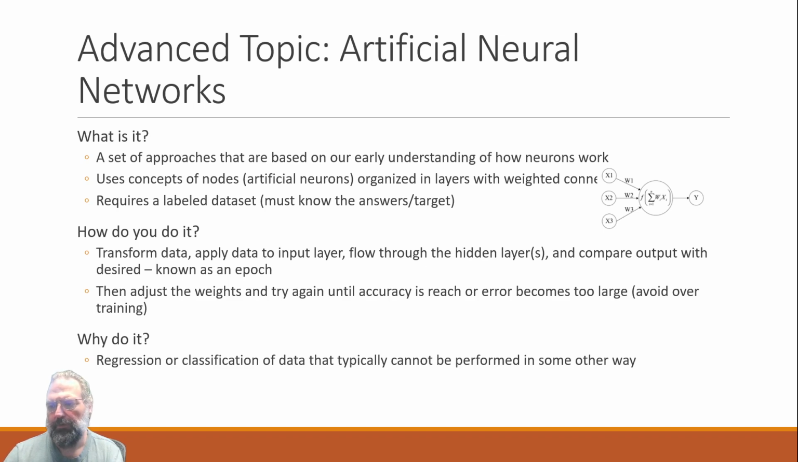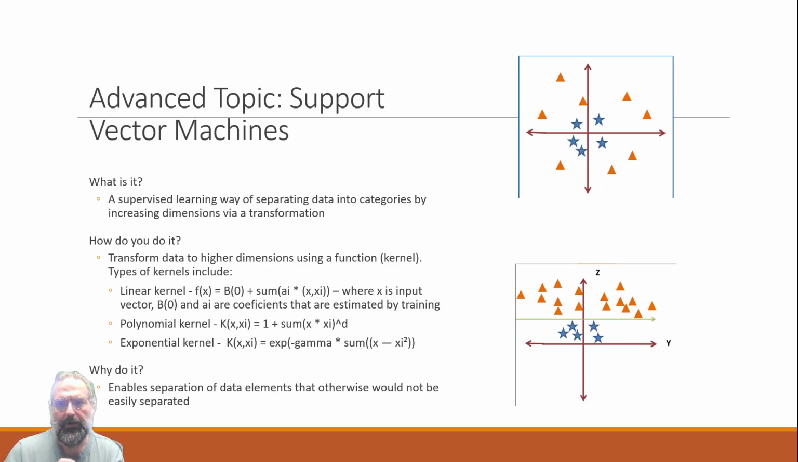Regression and classification are two good, very common approaches. Support vector machines are an interesting field. It is a supervised learning approach, meaning you do know the answers. There is a labeled data set. And it's basically done by increasing the dimensionality by applying a transformation to all of the data points.